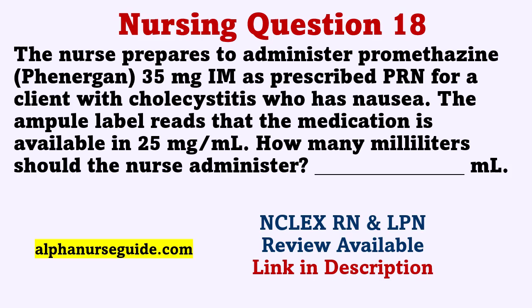To solve this problem, you set up the formula as 35 milligrams over X equals 25 milligrams over 1 milliliter. You cross-multiply 35 times 1 and X times 25. You get 25X equals 35. You divide 25 on both sides, and you get X equals 1.4 milliliters.